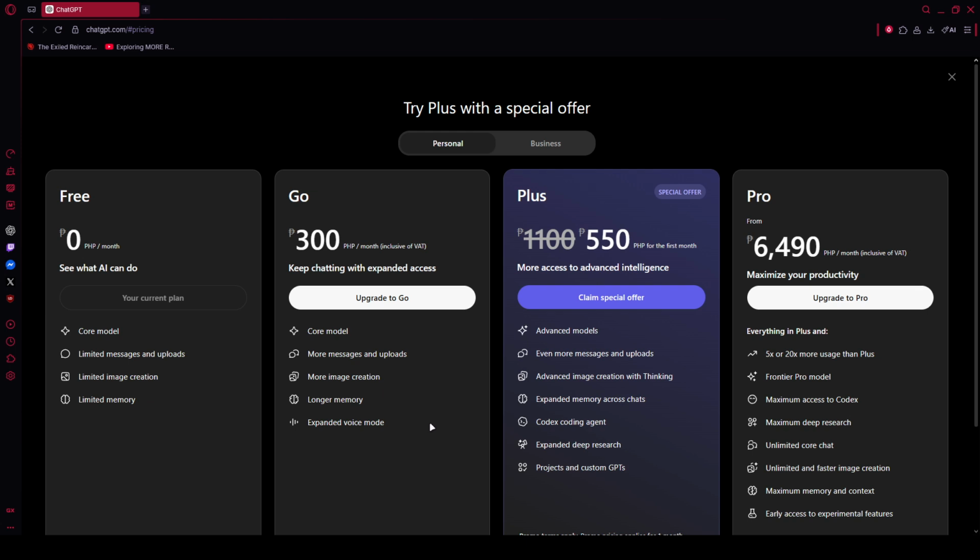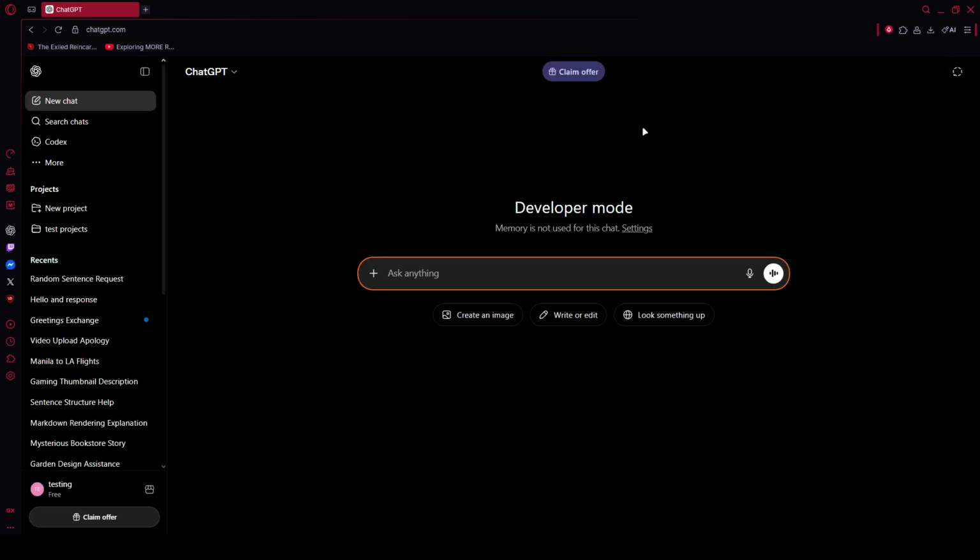One key timing detail. Daily image caps reset at midnight UTC, not your local time. If you operate across time zones or plan heavy work, schedule around that UTC reset to maximize your throughput.